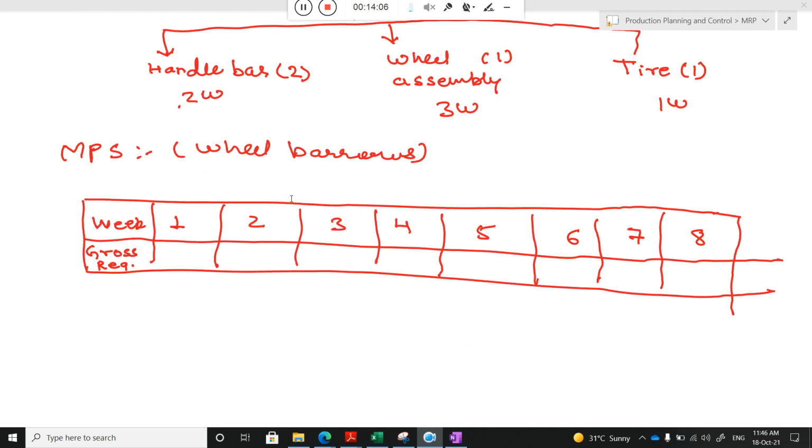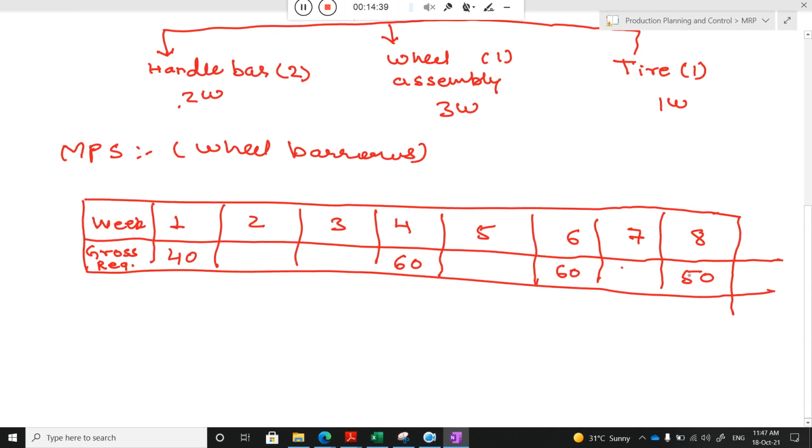At week 1, 40 wheelbarrows is the requirement. Yes. At week 4 the requirement is 60. At week 6 the requirement is 60, and at week 8 the requirement is 50. The master production schedule shows the requirement with respect to each week. So I try to put the values: at week 1 it is 40, at week 4 it is 60, at week 6 it is 60, and at week 8 it is 50, right? That is the given data.